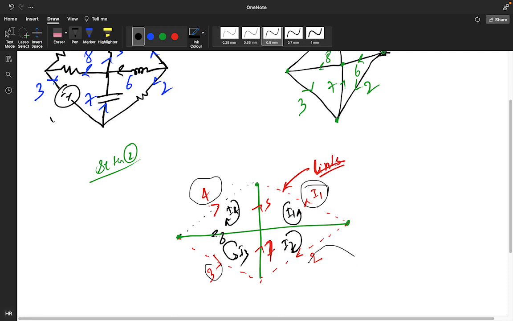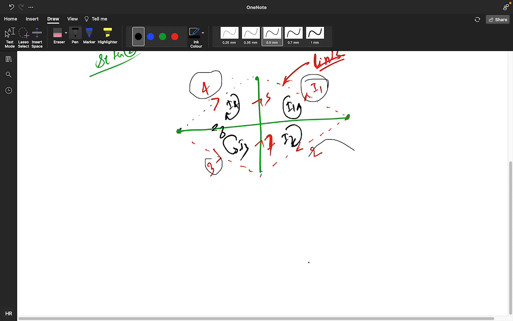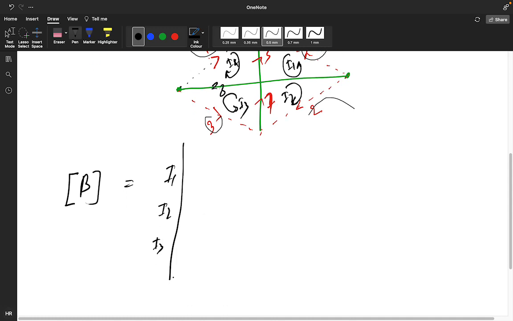So now you need to develop your tieset matrix. So write it down. Your tieset matrix is denoted by B. And how many currents are you getting? 4 currents. So I1, I2, I3, and this is my I4.